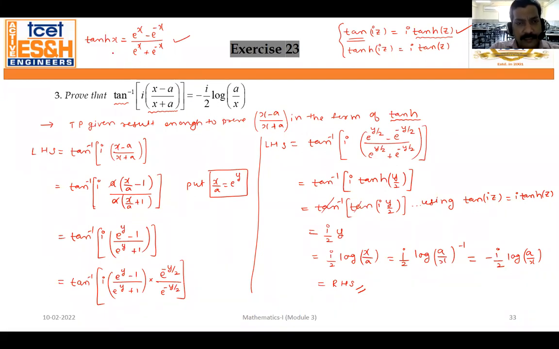Now, do you know the definition of tan hyperbolic? What is tan hyperbolic of x? As per sin hyperbolic and cos hyperbolic, it is e raised to x minus e raised to minus x divided by e raised to x plus e raised to minus x. So this is the definition of tan hyperbolic.